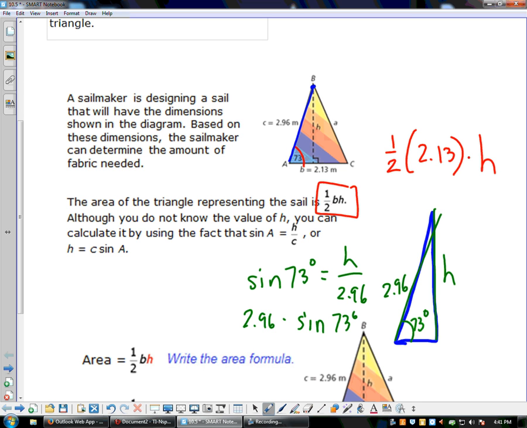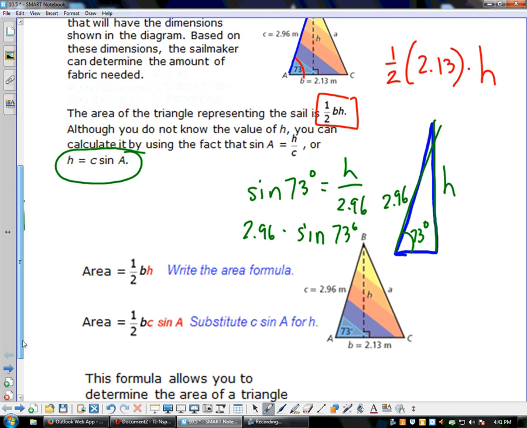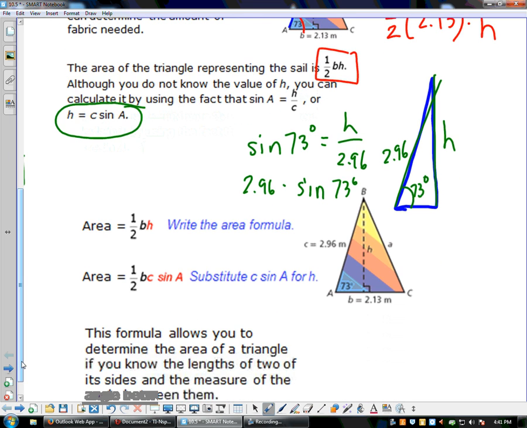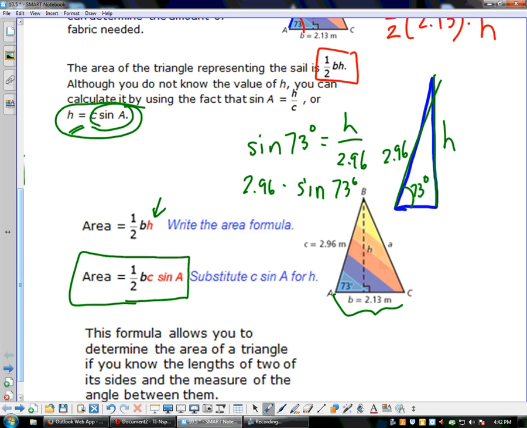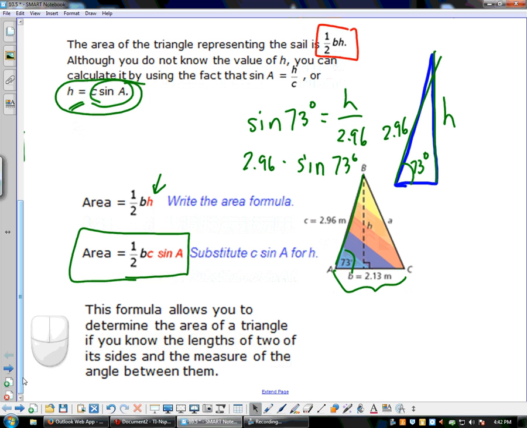What they're showing here is that you can, in general, take h over c as the sine of A, and then if you multiply both sides by c, you get h equals c times the sine of A. So bottom line, plug in c times the sine of A wherever you see an h. I see an h right there, so I have a formula for finding the area of this sail. It's going to be 1/2 b, which is this length, times c, which is this length, times the sine of this angle. This formula allows you to determine the area of a triangle if you know the lengths of two of its sides and the measure of the angle between them.